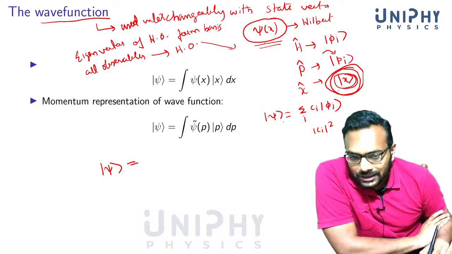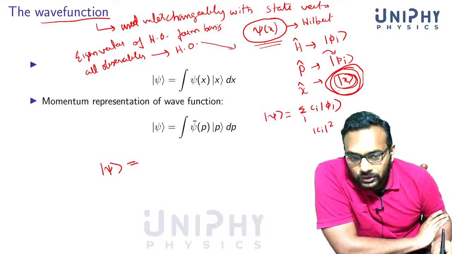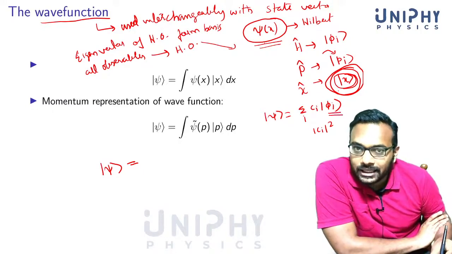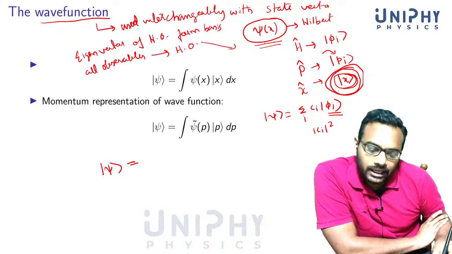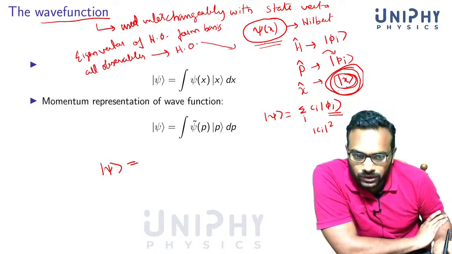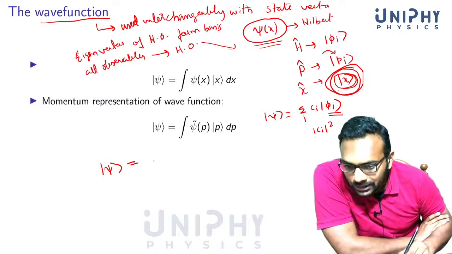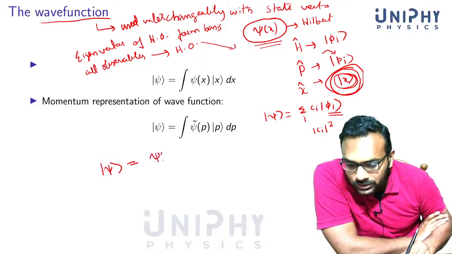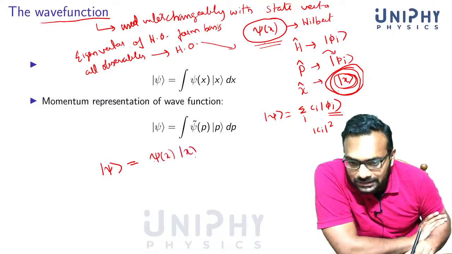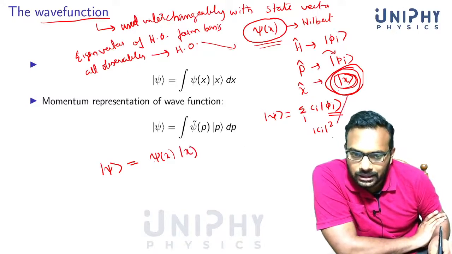Okay, so we said this. Now what happens if we have position eigenvectors instead of energy eigenvectors, the energy eigenvectors of the Hamiltonian operator? In that case, corresponding to each position you will have an eigenvector. In other words, it's continuous. Okay, these are continuous.